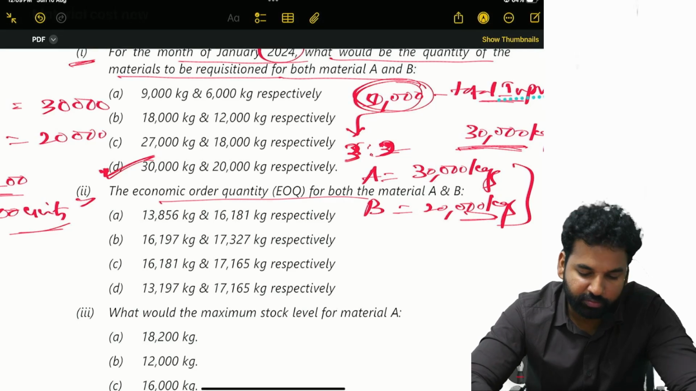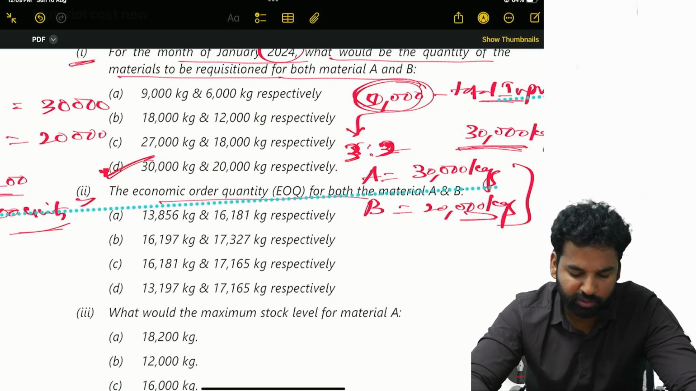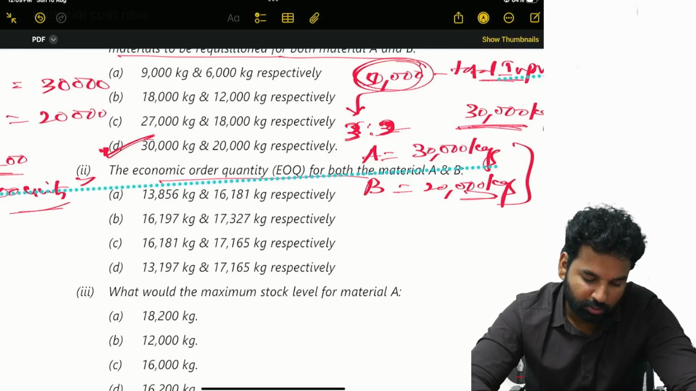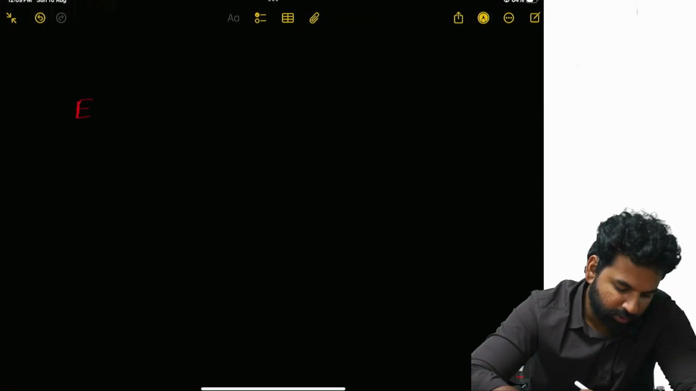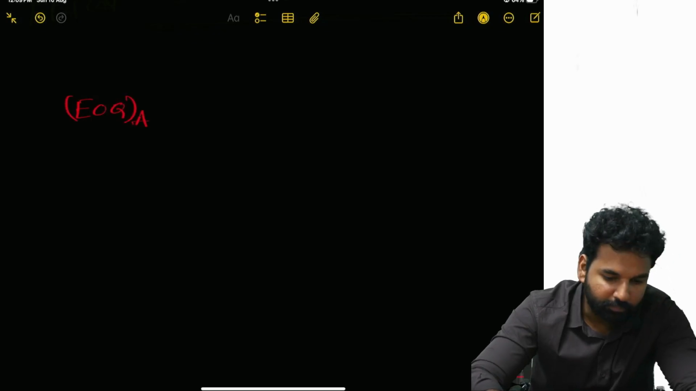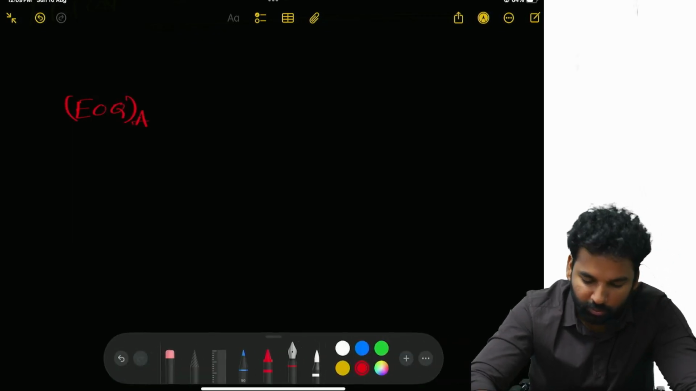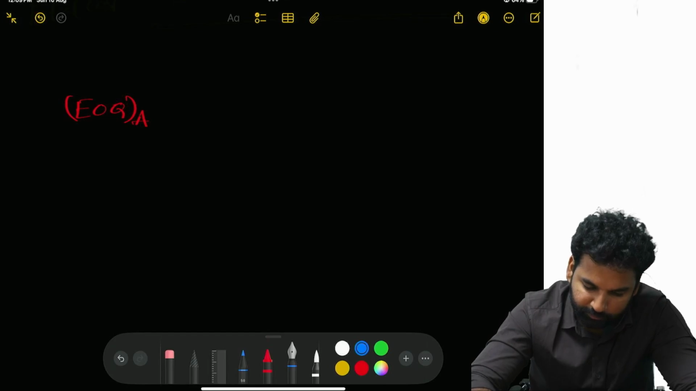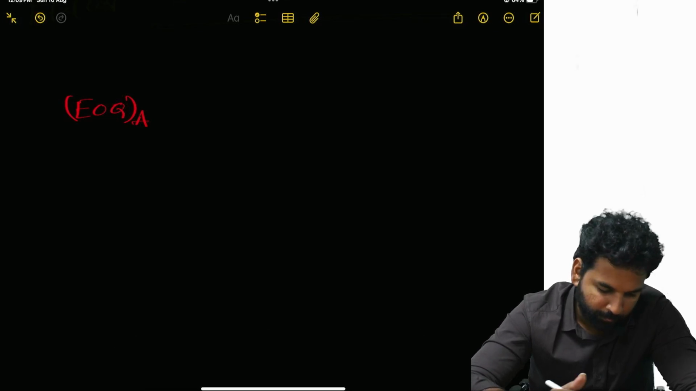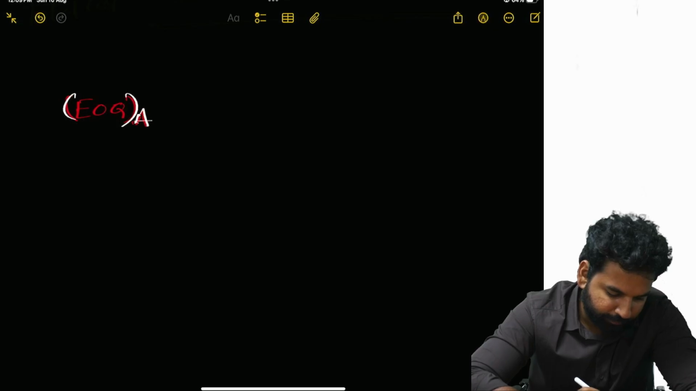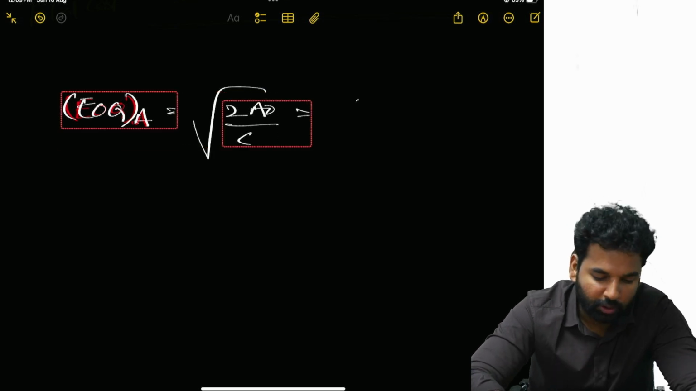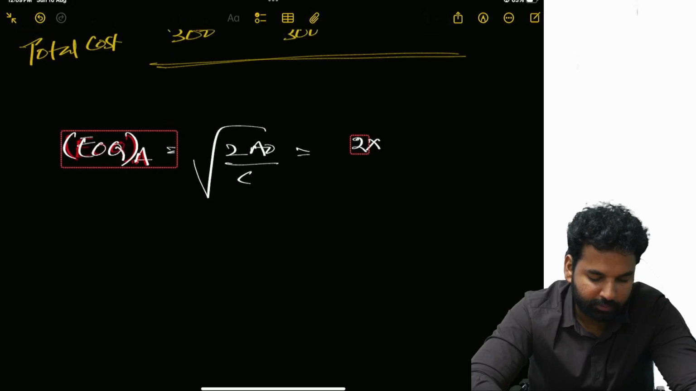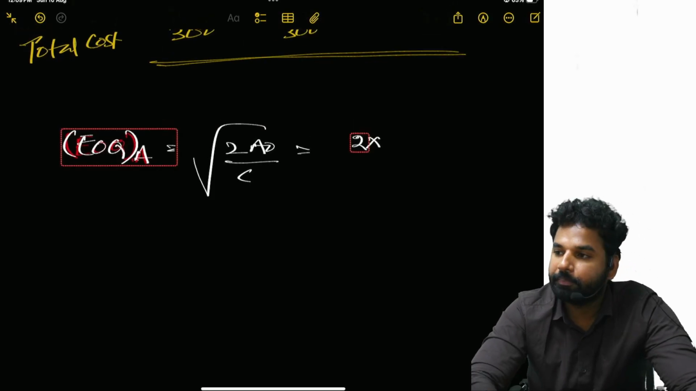Next, economic order quantity for both material A and B they are asking. What is the EOQ? Okay, we'll do it. So EOQ of material A is equal to under root of 2AO by C. Is this okay? 2 into what is the annual demand? What is the annual demand of A?